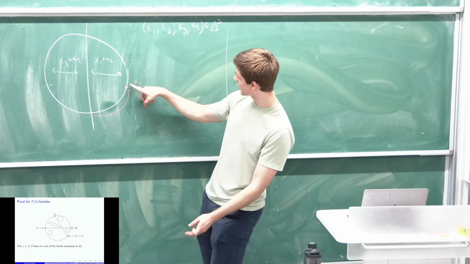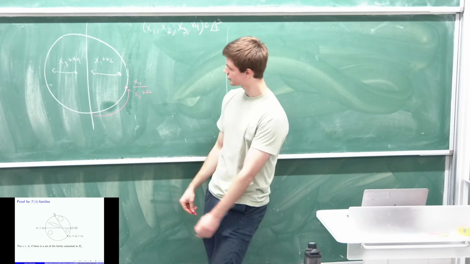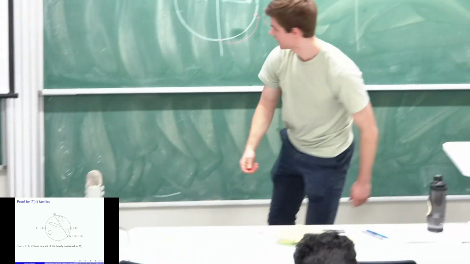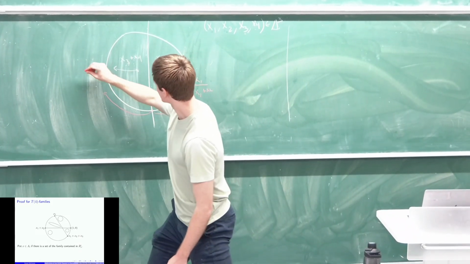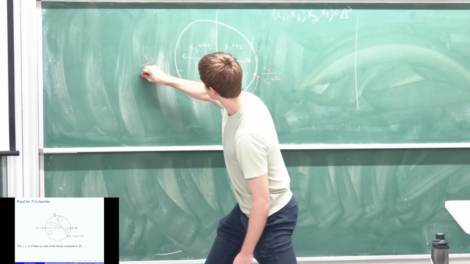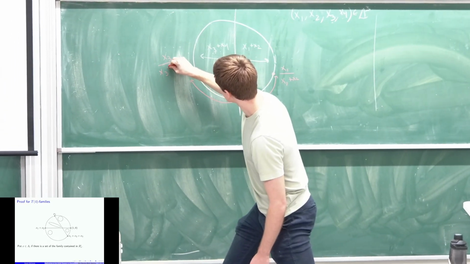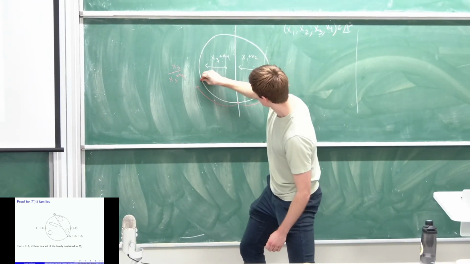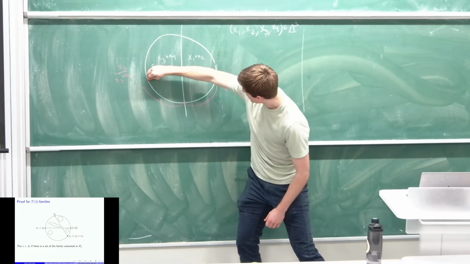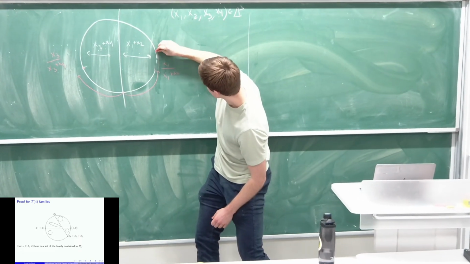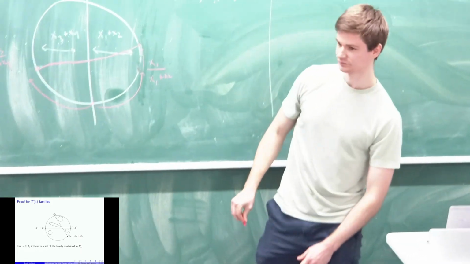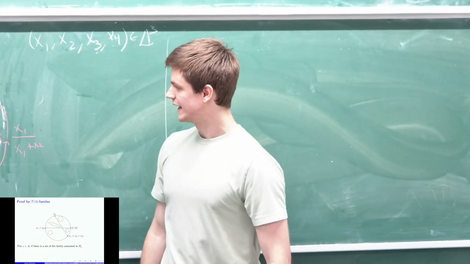So I'll go over x1 plus x2 here. Whoops, sorry. And on this side, I'll go over x3 over x3 plus x4. And then what I'll do is I'll connect these points. Maybe I'll withdraw this a little. And then I'll connect these points.